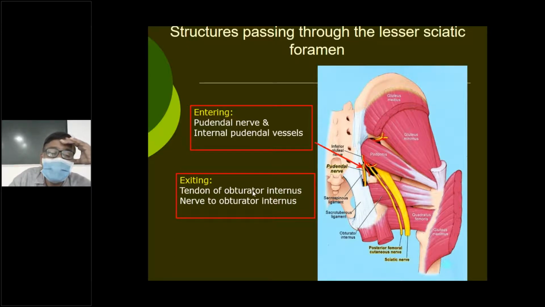And we have already learned that among structures passing through the lesser sciatic foramen, the tendon of the obturator internus also passes. But the structures coming out of the greater sciatic foramen and entering the lesser sciatic foramen are the pudendal nerve, internal pudendal vessels, and nerve to obturator internus. These three are famously known as the PIN structures. P for pudendal nerve, I for internal pudendal vessels, N for nerve to obturator internus. I'll show a better picture.